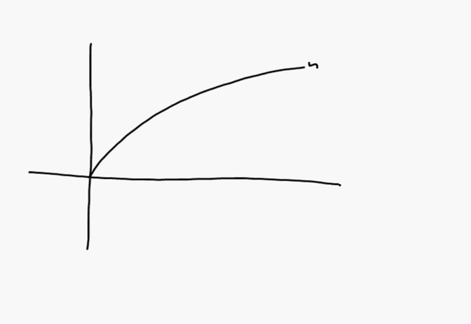Okay, so we're going to draw a picture. It looks very familiar. Here we go. Here it is. y equals the square root of x. Here's a point, 4, that we're interested in.